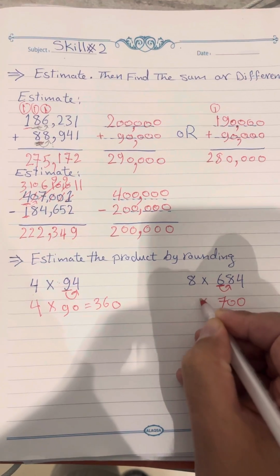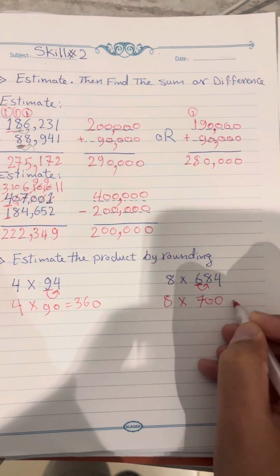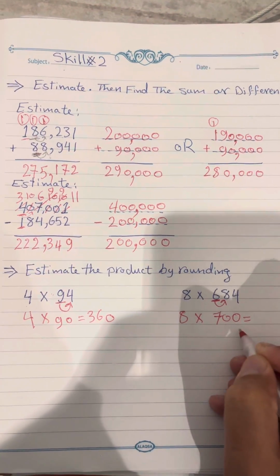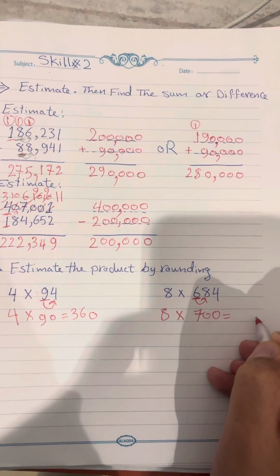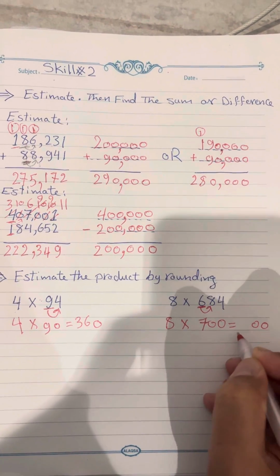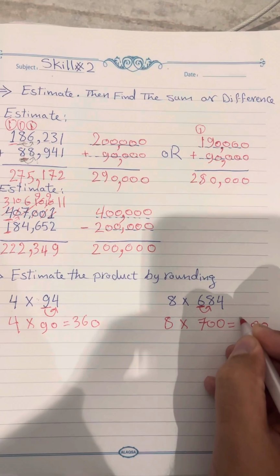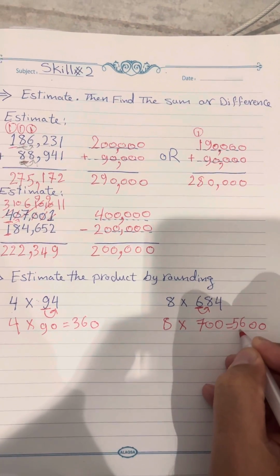Okay, so here we multiply by 8. Let's make it equal. I have two zeros, so drop them down. Okay, 8 times 7 equals 56. And here we are done.